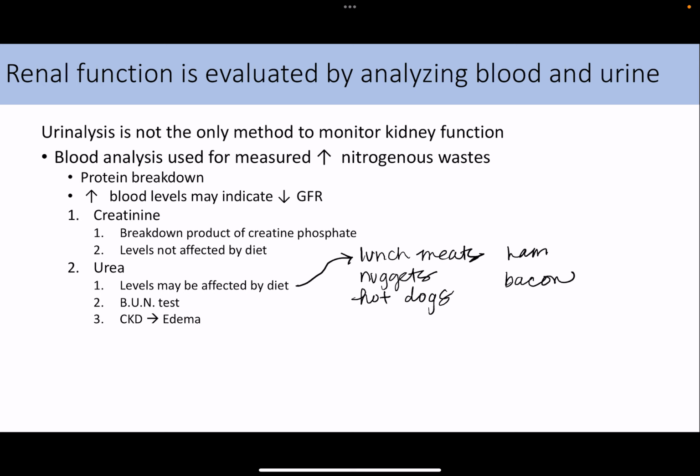And again, if you have CKD and you're not getting rid of these things and they're staying in your blood, and not only in your blood, but in your extracellular fluid as well, this can cause edema. It's going to cause swelling because water is going to be attracted to wherever it's most concentrated.